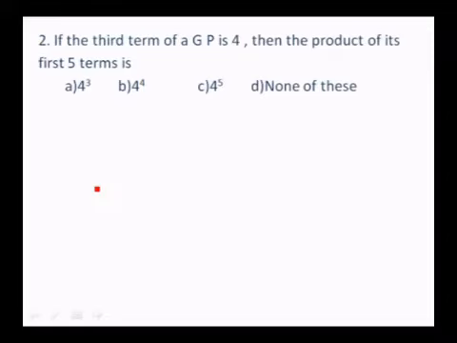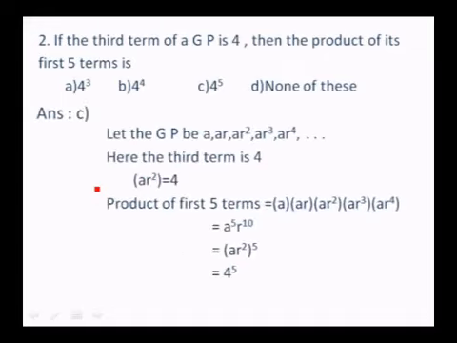Second problem, if the third term of a GP is 4, then the product of its first 5 terms is 4 cube, 4 to the power of 4, 4 to the power of 5, none of these. So, here also you can take the GP as A, AR, AR square, AR cube, AR to the power of 4. Here the third term is 4, therefore AR square is 4. The product of the first 5 terms, A into AR into AR square into AR cube into AR to the power of 4, is nothing but A to the power of 5 into R to the power of 10. So, AR square whole to the power of 5, that is equal to 4 to the power of 5, because you know that AR square is 4.